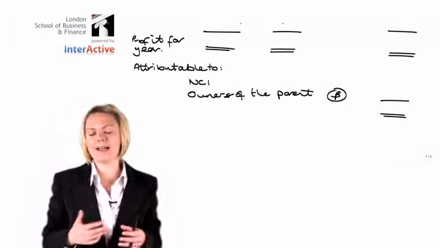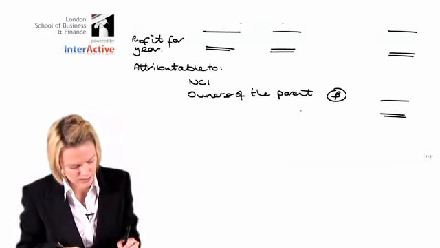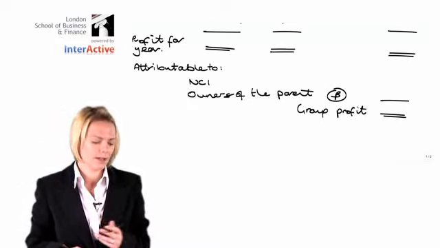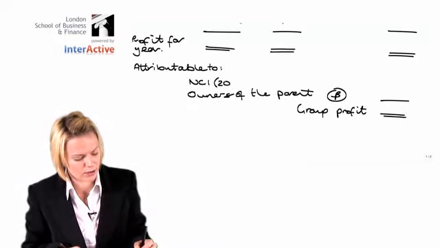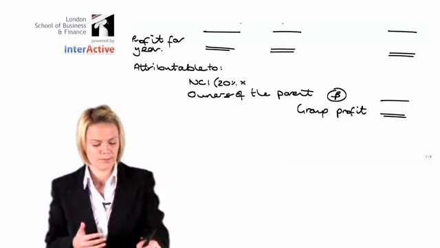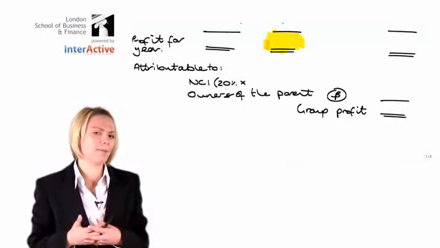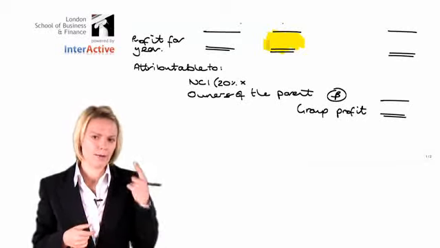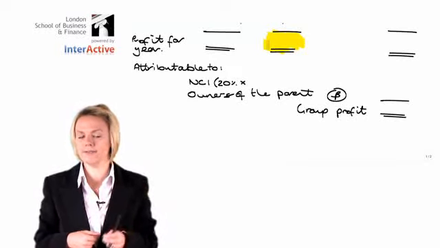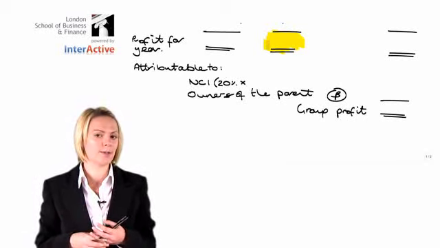Owners of the parent will always be a balancing figure, and I've written a little beta there to represent it as the balancing figure. At the bottom, we're going to have the group profit. And then the NCI, they are going to get 20% of the subsidiary's profit after tax. This figure here. We don't know what that is yet, so we'll leave that blank. Okay. So step 1, group structure. Step 2, consolidating the statement of comprehensive income, being careful to prorata the subsidiary's results if it's a mid-year acquisition.